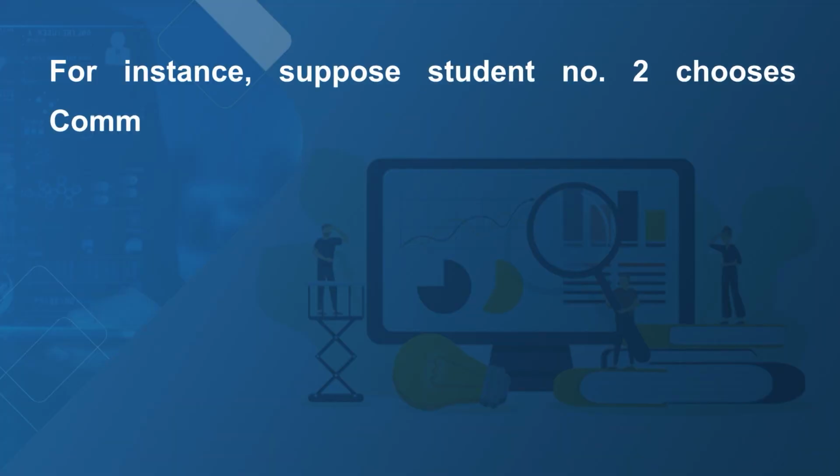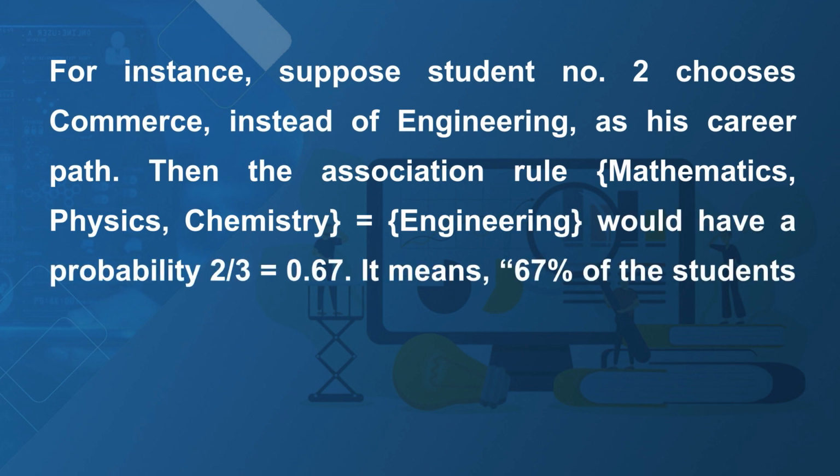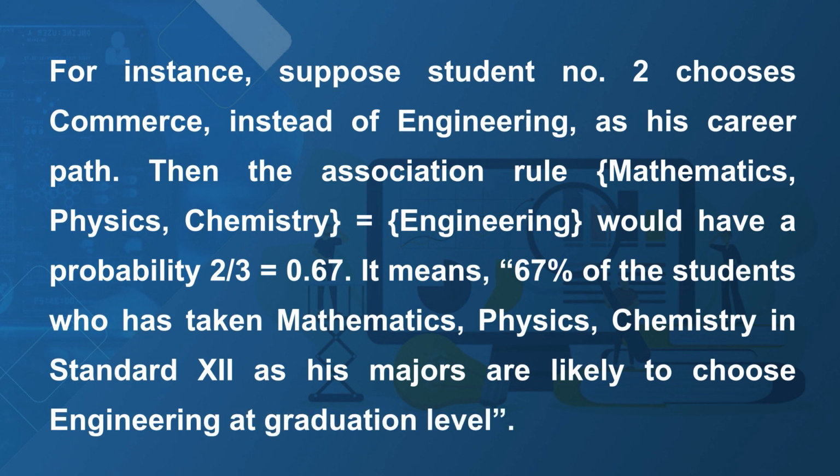In real life, association rules are probabilistic rather than deterministic. For instance, suppose student number 2 chooses commerce instead of engineering as his career path. Then the association rule mathematics, physics, chemistry to engineering would have a probability of 2 by 3, which is equal to 0.67. It means 67% of the students who have taken mathematics, physics, chemistry in their standard 12 as their majors are likely to choose engineering at graduation level.